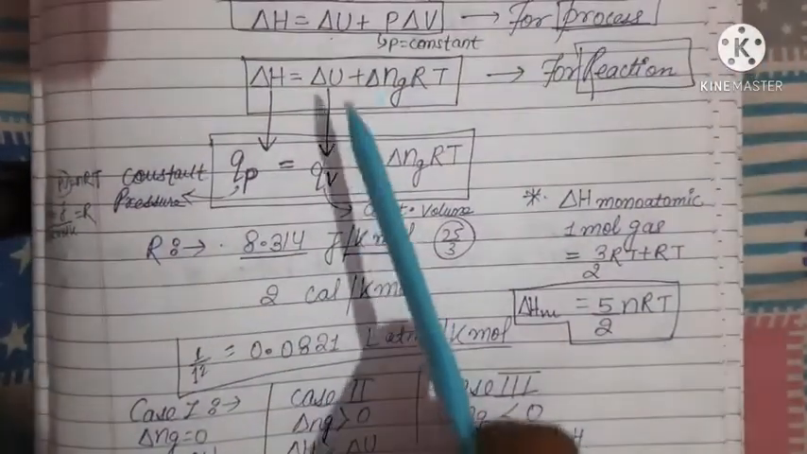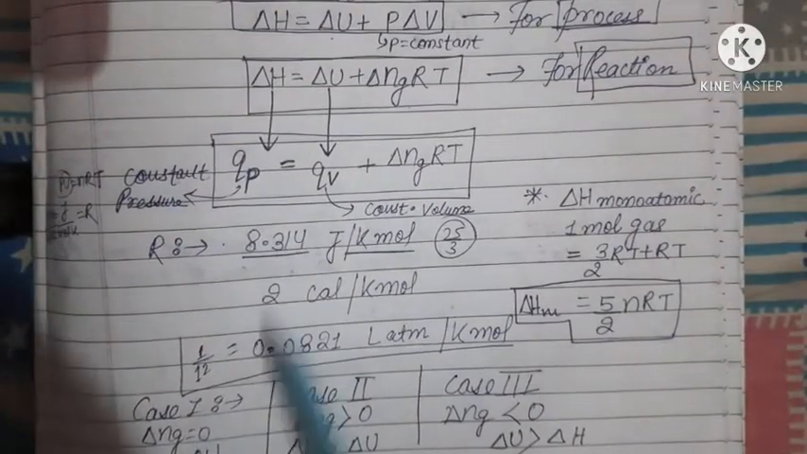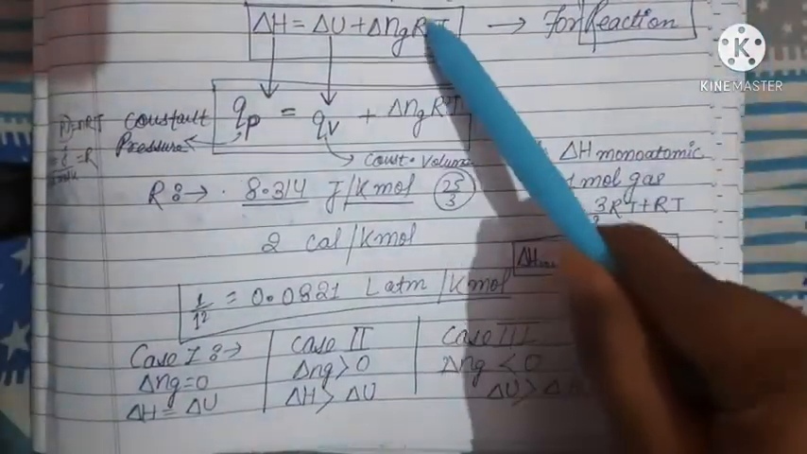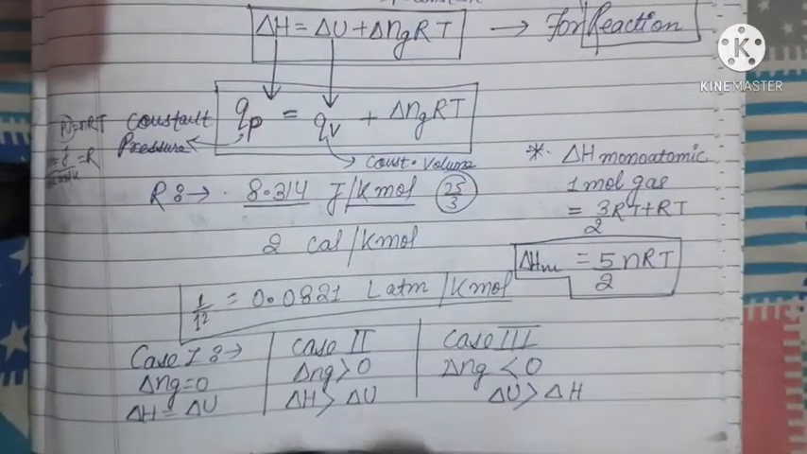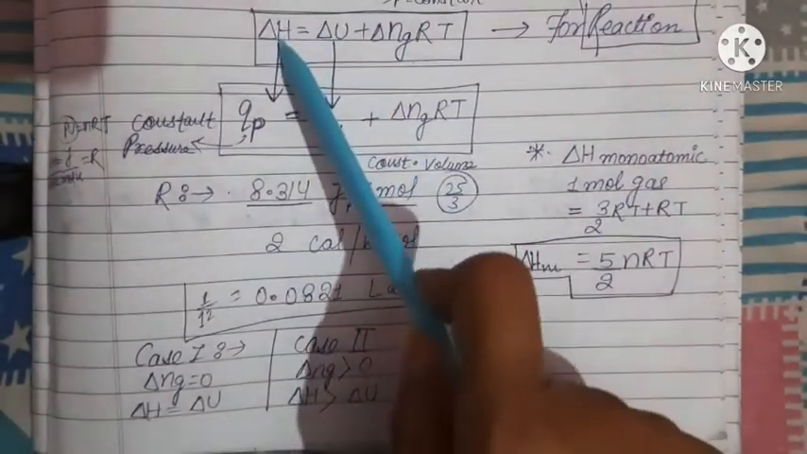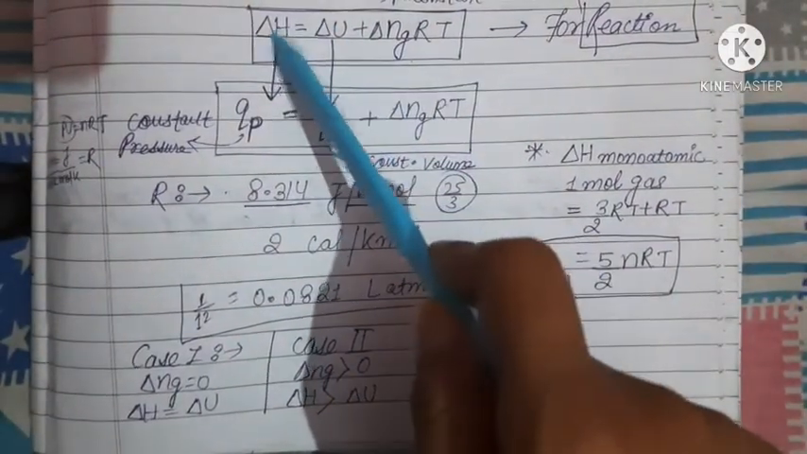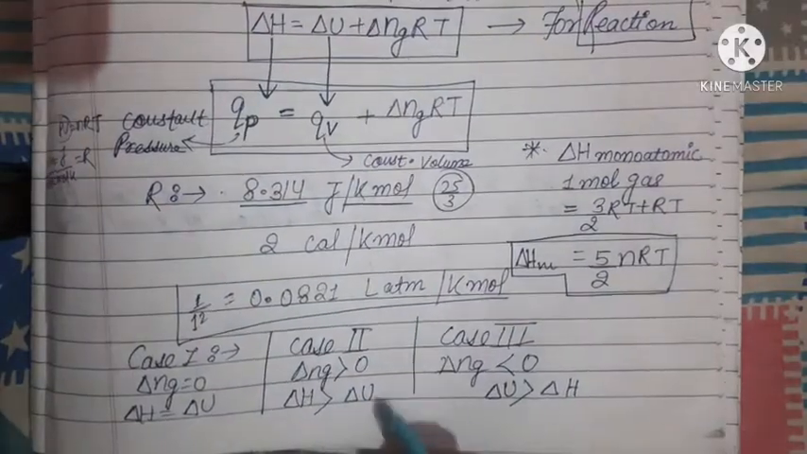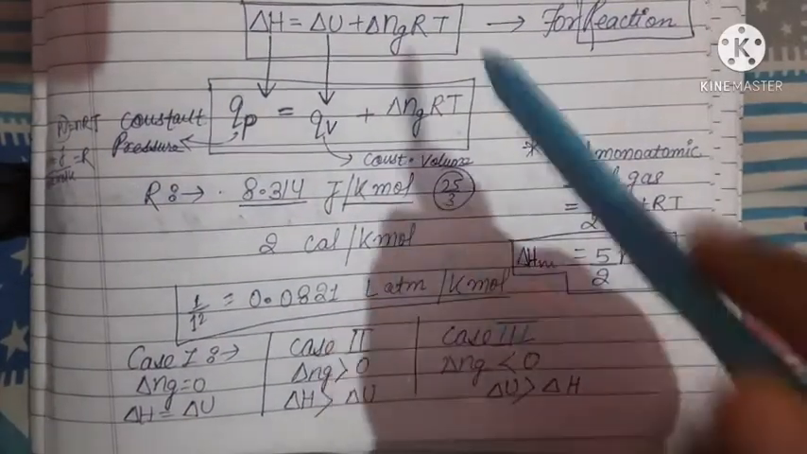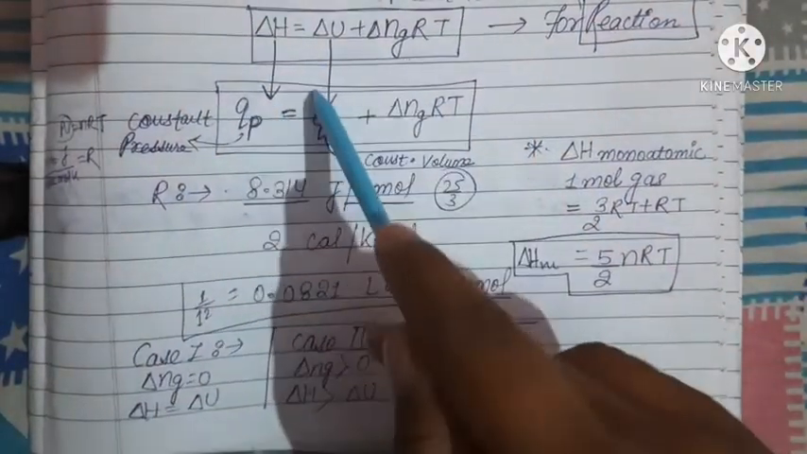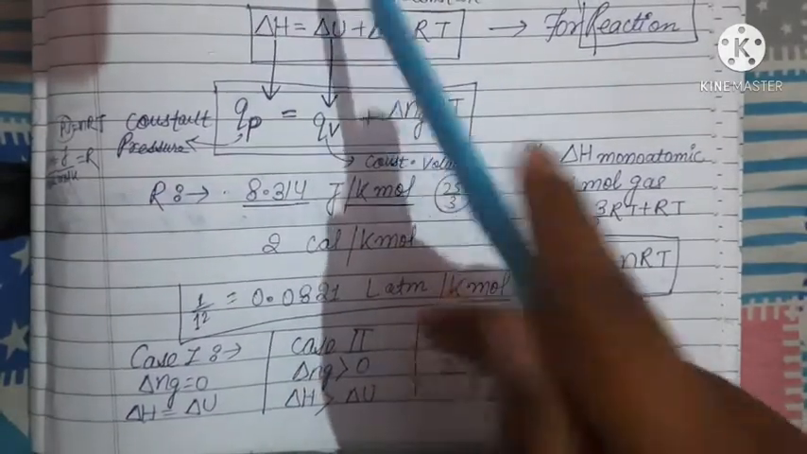How? You can see. If delta Ng is 0, we put 0 here, so delta H equal to delta U. And if delta Ng is greater than 0, overall this will give delta H greater than delta U. And if delta Ng is smaller than 0, meaning negative, it will go on this side, and it will make delta U greater than delta H.